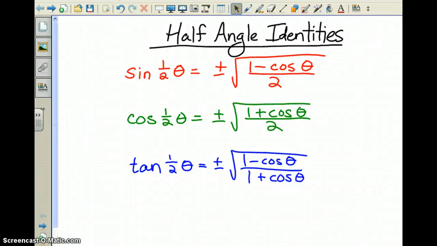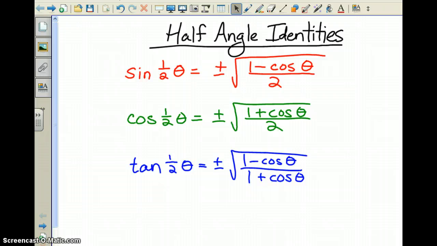Our next set of identities that we're going to work with are the half-angle identities. And these do exactly what they sound like. They're going to take an angle of rotation, cut it in half, and give us the exact values for the sine, cos, and tan for that new angle, for that half angle. So pause the video, take a minute, and record these three identities into your notes.